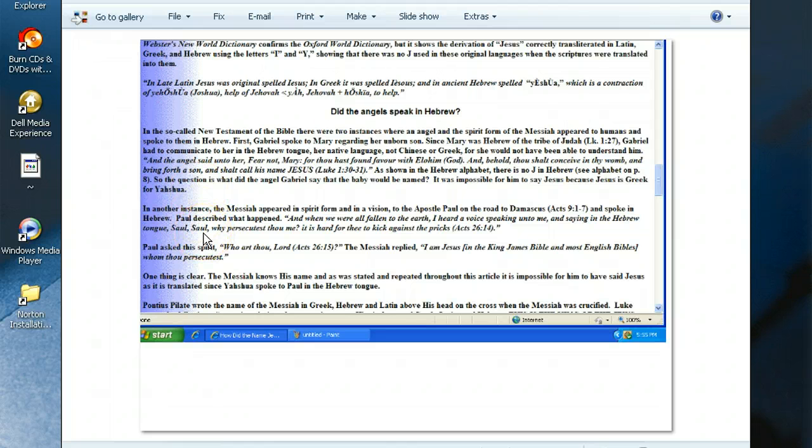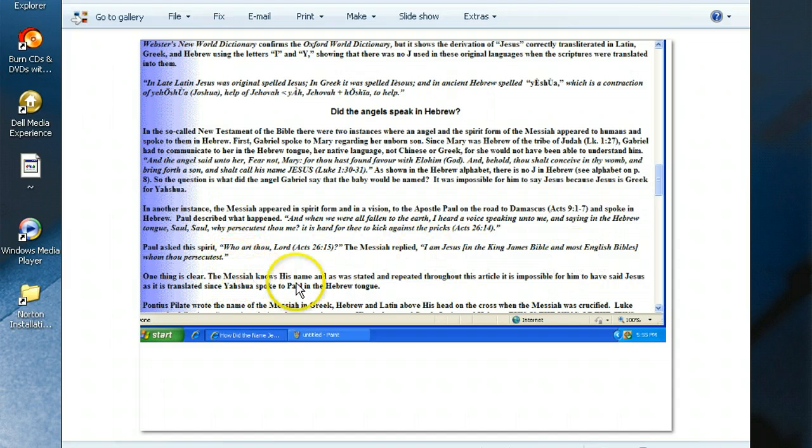In another instance, the Messiah appeared in spirit form, and in a vision, to the apostle Paul on the road to Damascus, and spoke in Hebrew. And he described what happened. And when we were all fallen to the earth, I heard a voice speaking unto me and saying in the Hebrew tongue, Saul, Saul, why persecutest thou me? Paul asked the Spirit, Who art thou, Lord? The Messiah replied, I am Jesus, in the King James Bible and most English Bibles, whom thou persecutest.